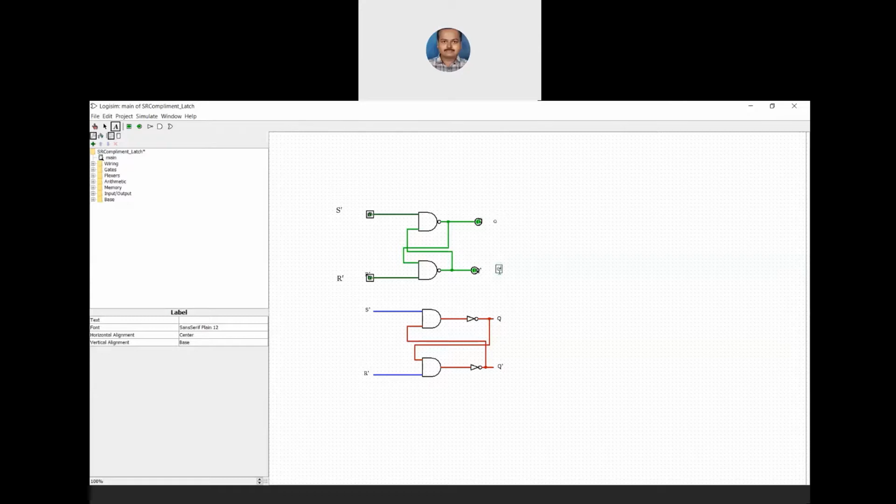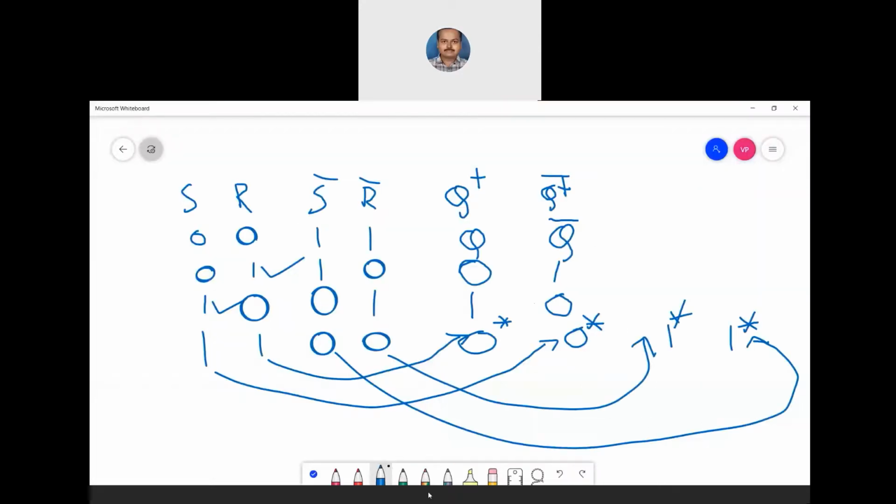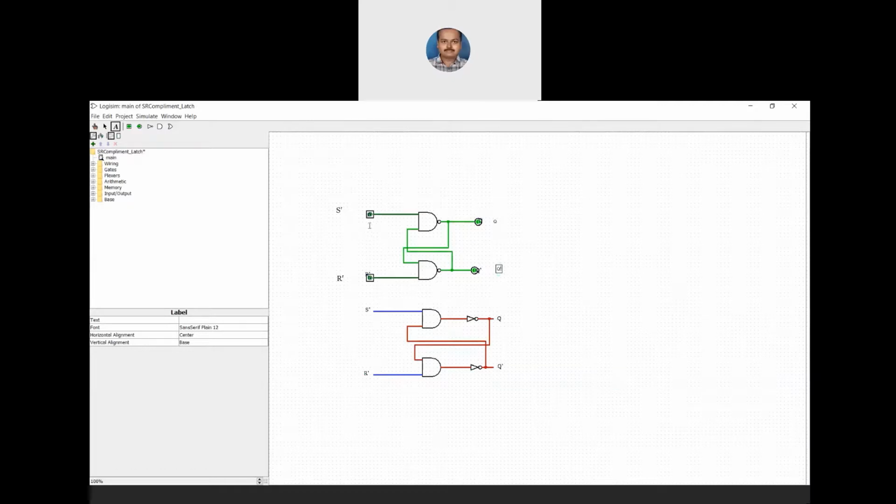So now, just looking at the function table, when S bar is 0 and R bar is 0, right? What we have is 1 and 1 here, right? When both are 0, 0, that's what we have. When S bar is 0 and R bar is 0, the Q is 1 and the Q bar is 1. This is nothing but the undefined state here, right?